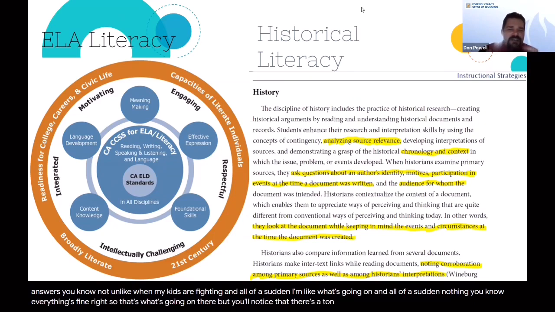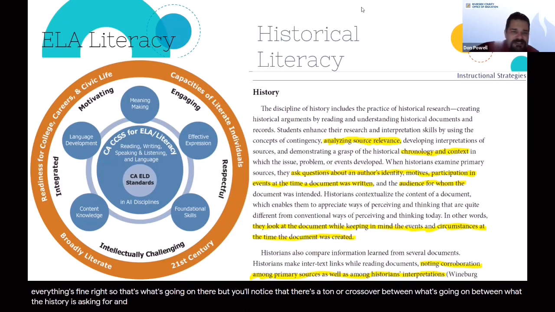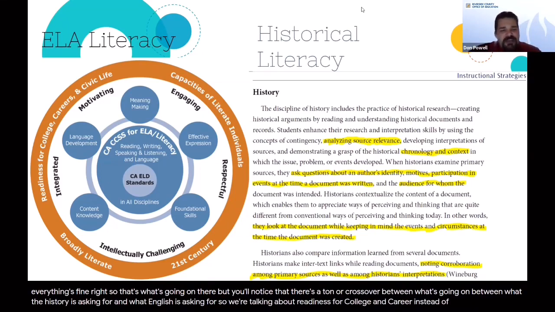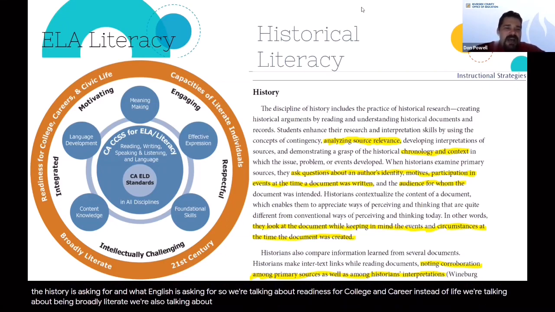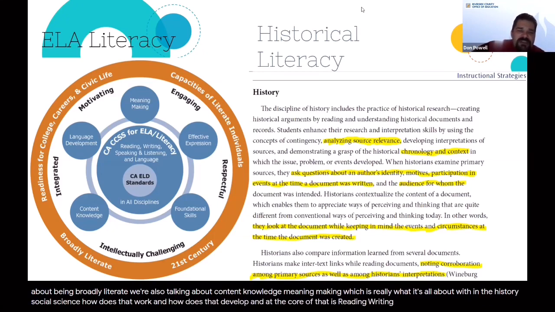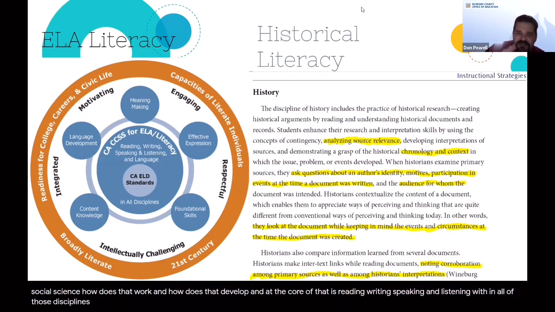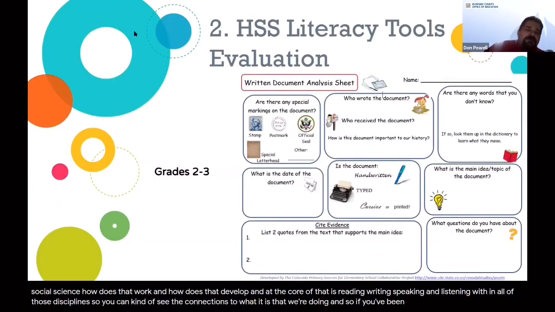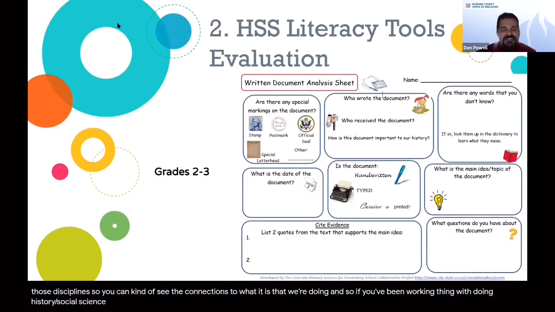But you'll notice that there's a ton of crossover between what history is asking for and what English is asking for. We're talking about readiness for college, career, and civic life. We're talking about being broadly literate. We're also talking about content knowledge and meaning making, which is really what it's all about within history, social science. How does that work and how does that develop? At the core of that is reading, writing, speaking, and listening within all of those disciplines. So you can see the connections to what we're doing. If you've been doing history, social science in your elementary class, you're already doing some of that, which is fantastic.